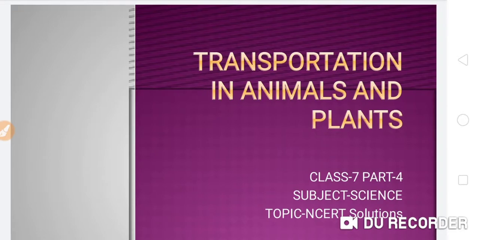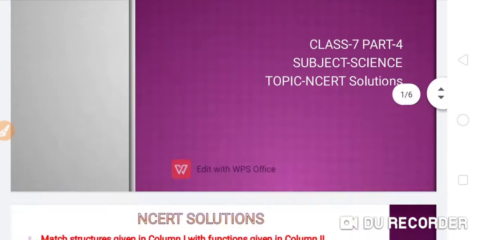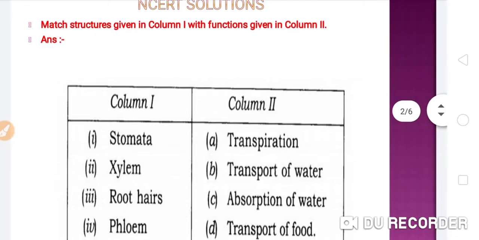Class 7th subject science. And students, today in this video we are going to discuss the NCERT solution of the chapter Transportation in Animals and Plants. So let's start, students. What are the NCERT solutions? The first question is, match the structures given in column 1 with functions given in column 2.